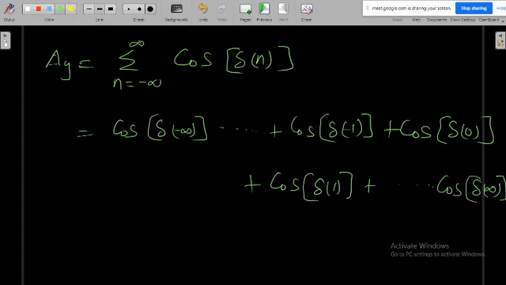Now somebody tell me what is the value of cos of del minus infinity. Anybody? What is the value of del minus infinity? Any idea? Is it 0 or 1? Or otherwise, forget about this one. What is the value of del of minus 1? Is it 0 or 1? 1, sir. It's not 1. Again, you all forget about the definition of impulse.